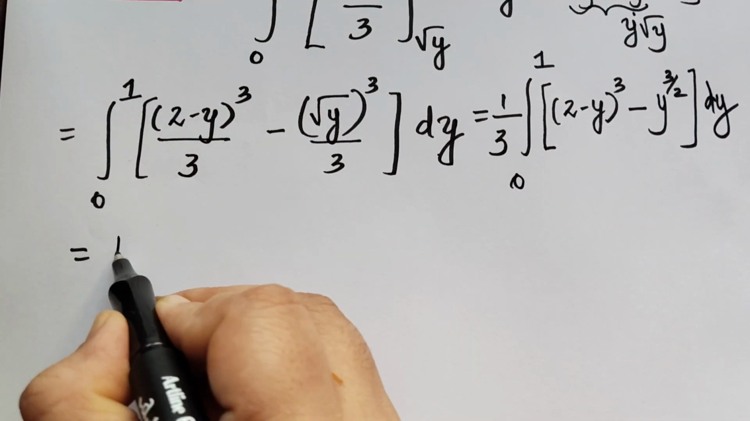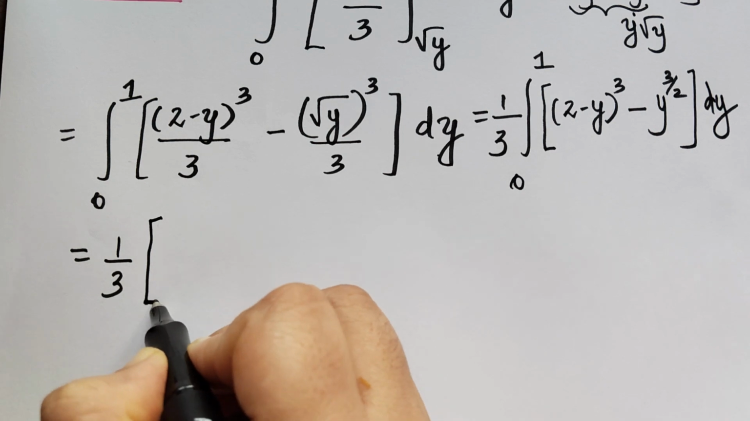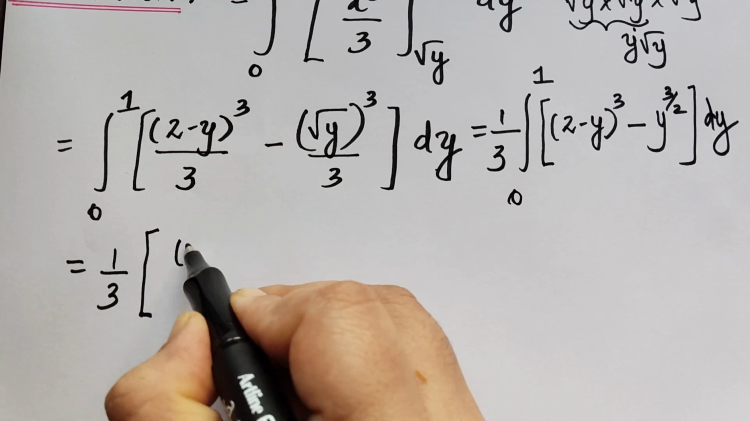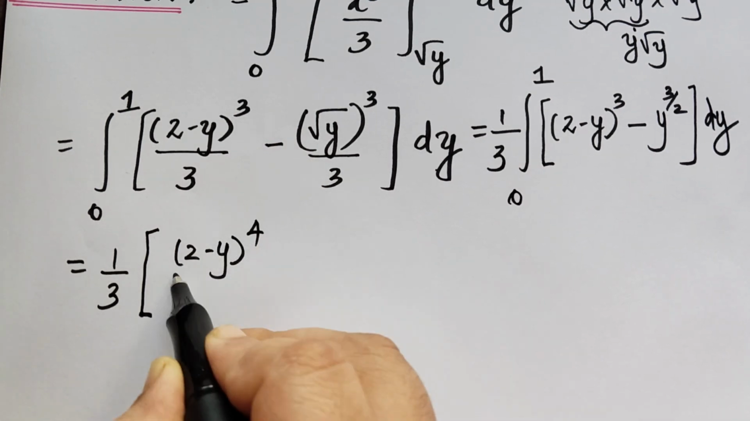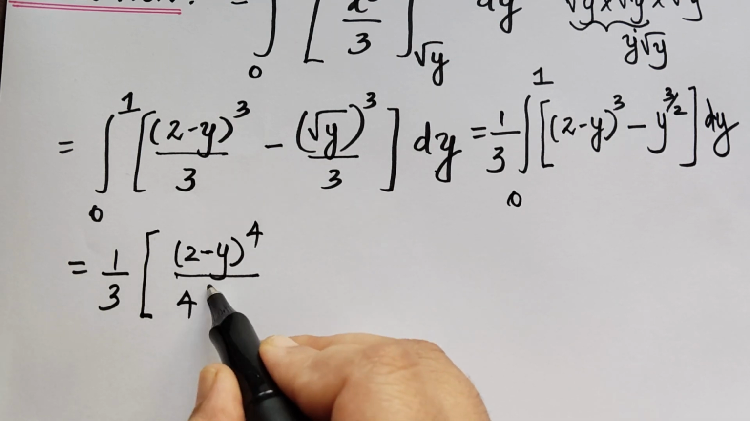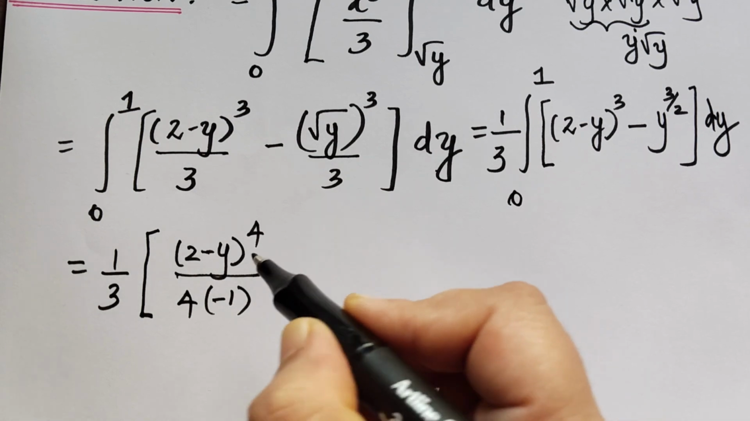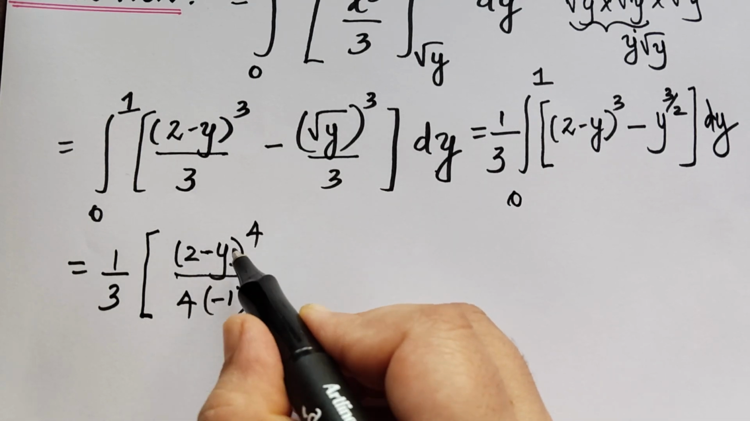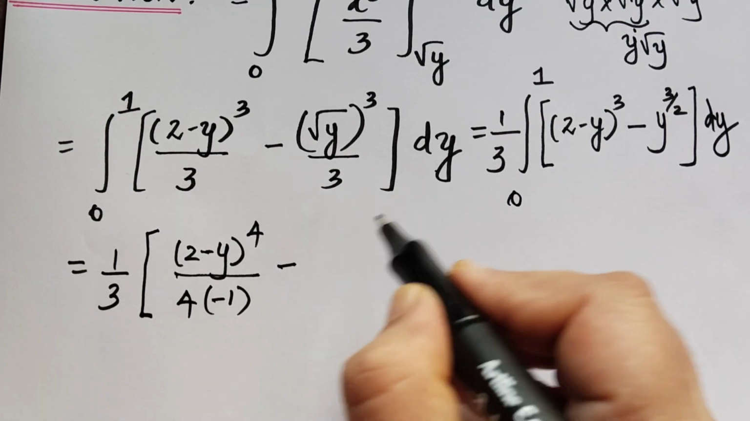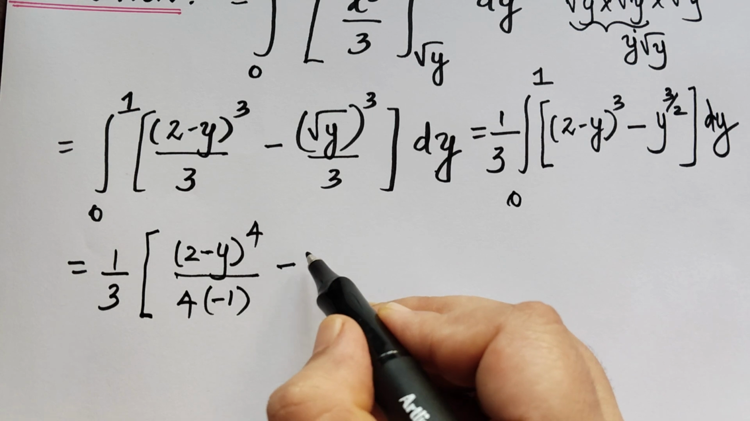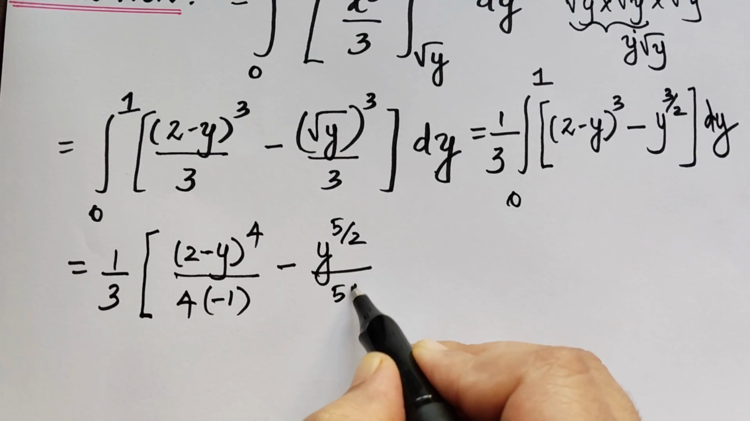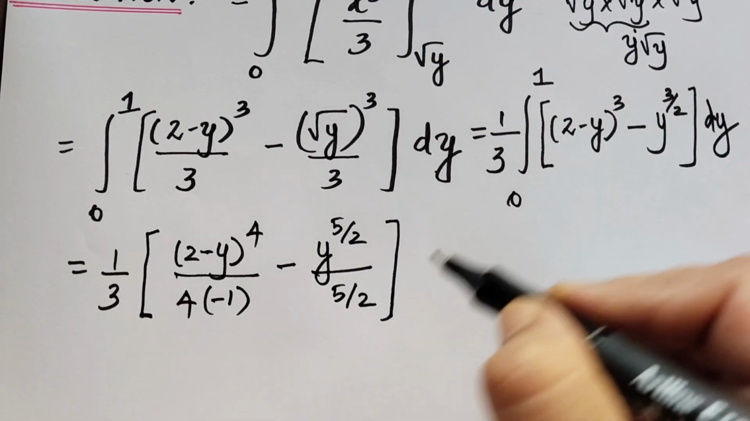So that is equal to 1 by 3, constant stays out. And we have to do integration with respect to y. The integration for (2 minus y) the whole cube is (2 minus y) the whole power 4 divided by 4. And we can see that the variable y has a negative sign, so multiply with minus 1 here. Since the variable y has a negative sign, as per the rule of integration, we have to multiply with that minus 1 in the denominator. Minus, and what is the integration of y power 3 by 2? It is y to the power 3 by 2 plus 1, which will be 5 by 2, divided by 5 by 2. Between the limits, and what are the limits? 0 to 1.